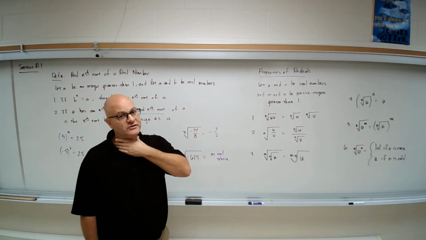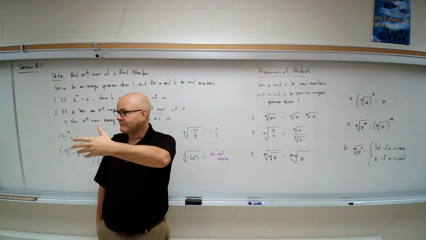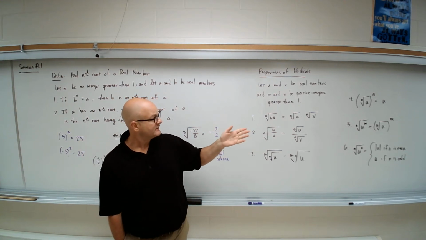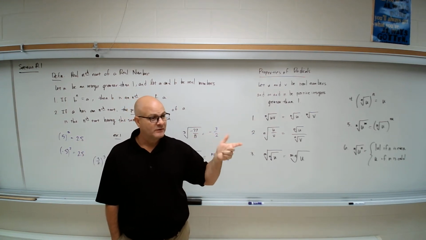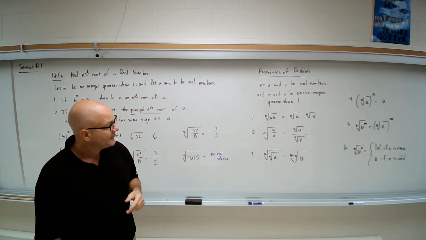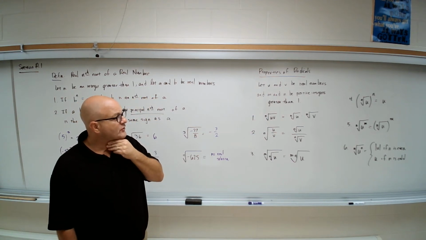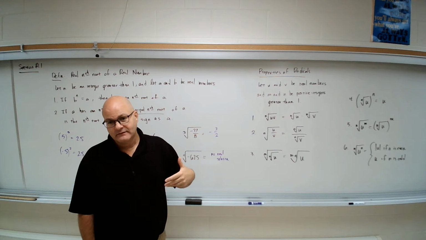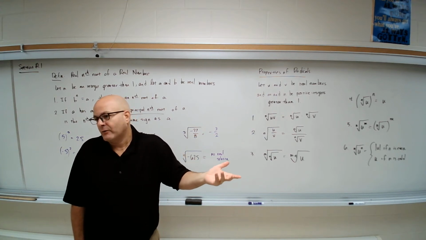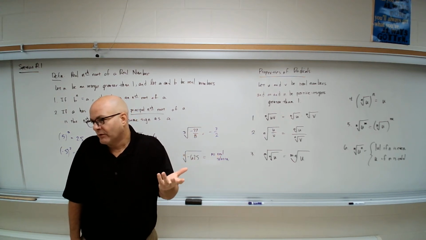So again, we know integers are the counting numbers, right? Positives and negatives, and if they're positive, greater than 1, that would be 2, 3, 4, 5, 6, etc. What we're going to do today is we're going to manipulate and simplify radicals, basically. Right? That's what we're practicing here.